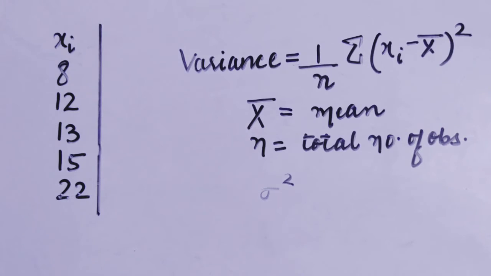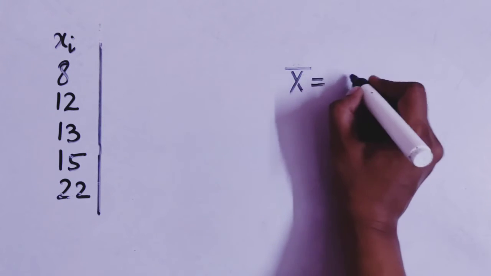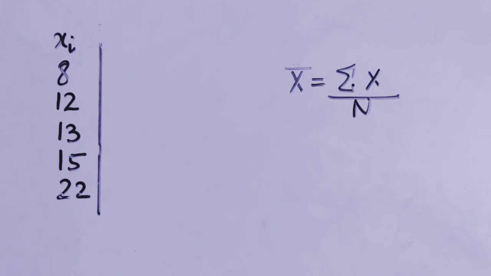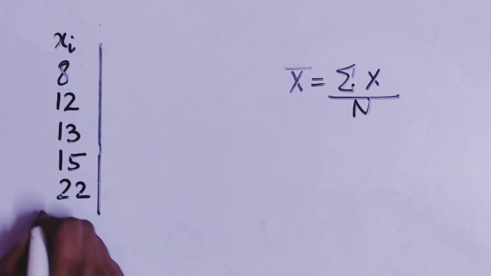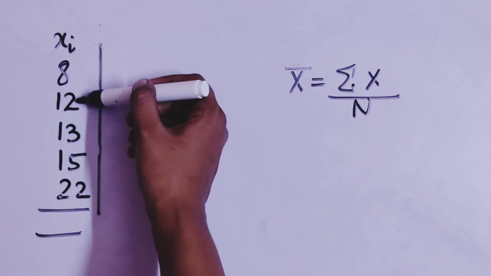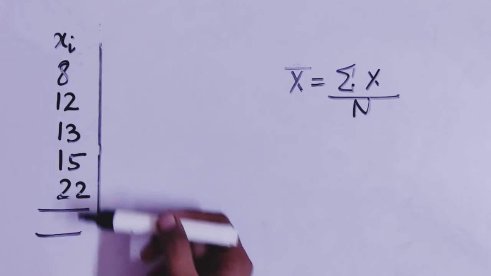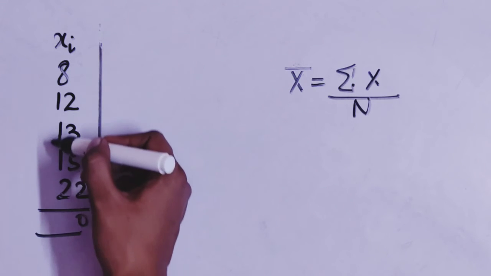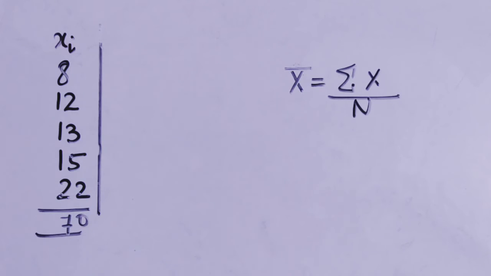Is that fine? Yes students, as you know how to calculate the mean in an individual series, the formula to calculate the mean is simply sigma x upon n. Sigma x means the sum of all observations. First of all, we are finding the sum: 8 plus 12 plus 13 plus 15 plus 22. I am adding it: 8 plus 12 is 20, 20 plus 13 is 33, 33 plus 15 is 48, 48 plus 22, it will be 70.